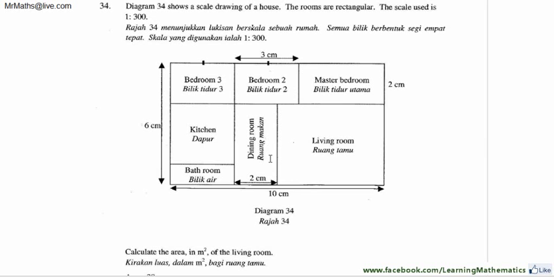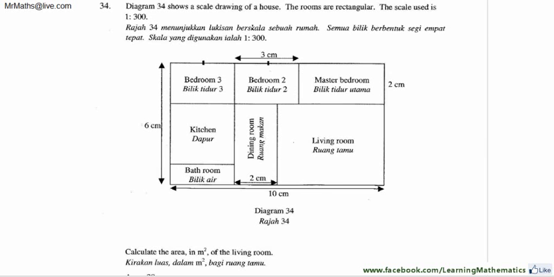Question number 34. Diagram 34 shows a scale drawing of a house. The rooms are rectangular. The scale used is 1 to 300. Calculate the area in meter square of the living room.